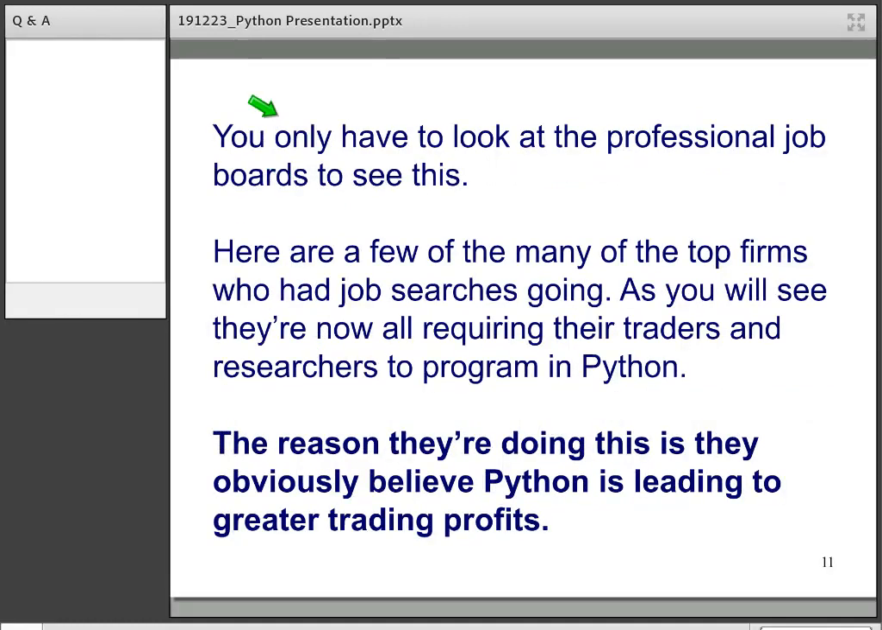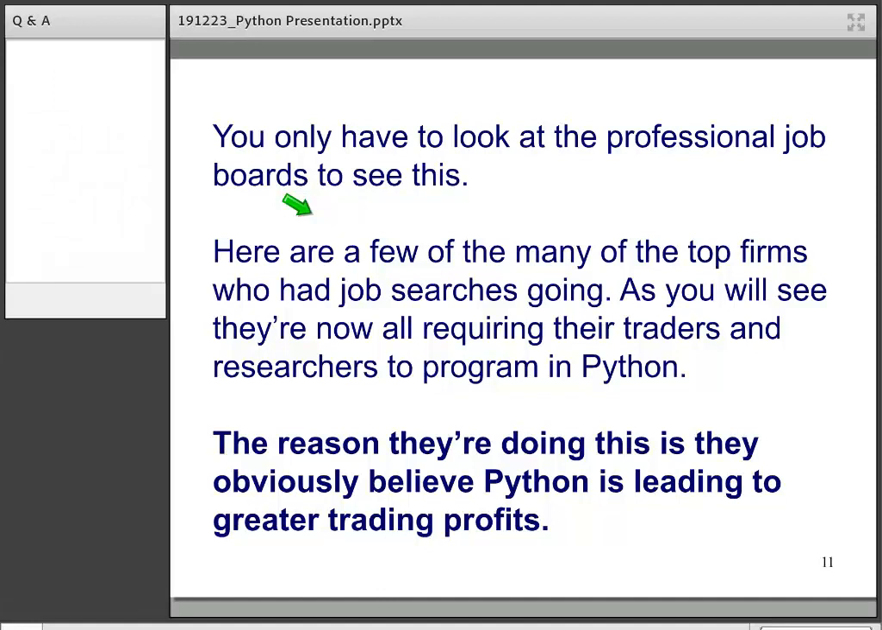You only have to look at the professional job boards to see this. Here are a few of the top firms who had job searches going on. We can continue to update this list because this is just a constant theme. The biggest and the best trading firms out there want traders who have Python programming experience. And we're going to see why in a couple of minutes.